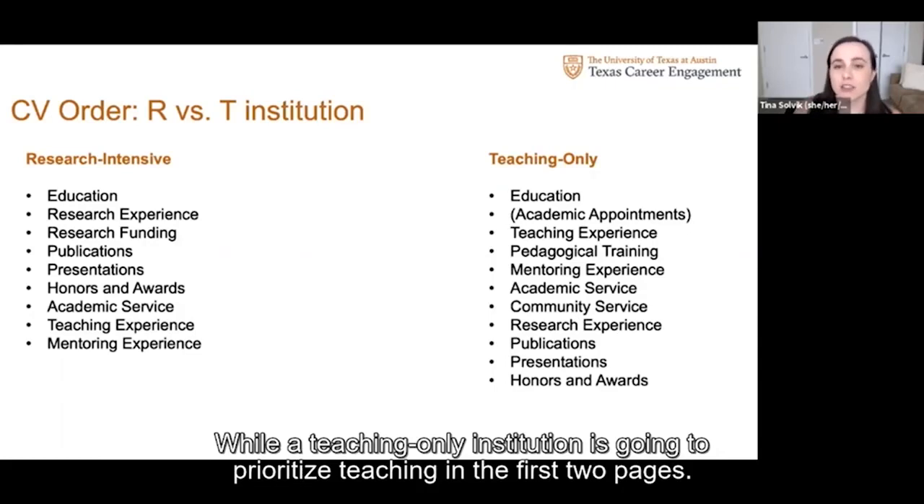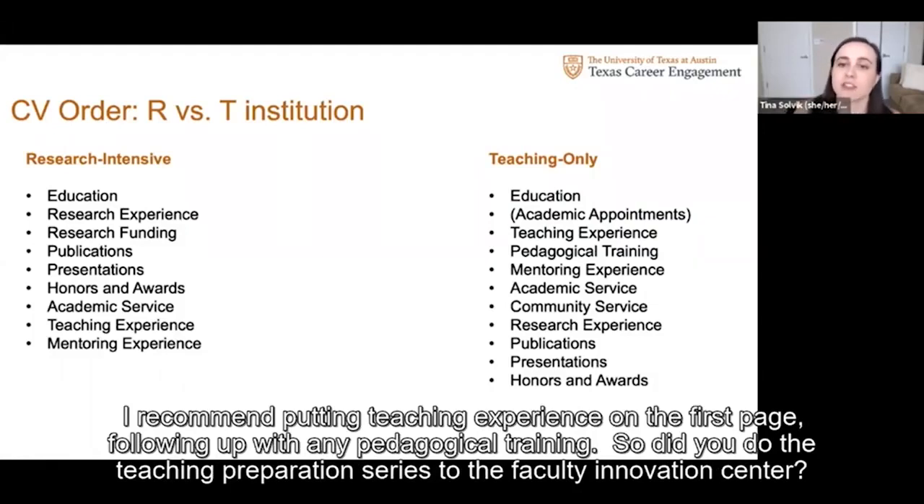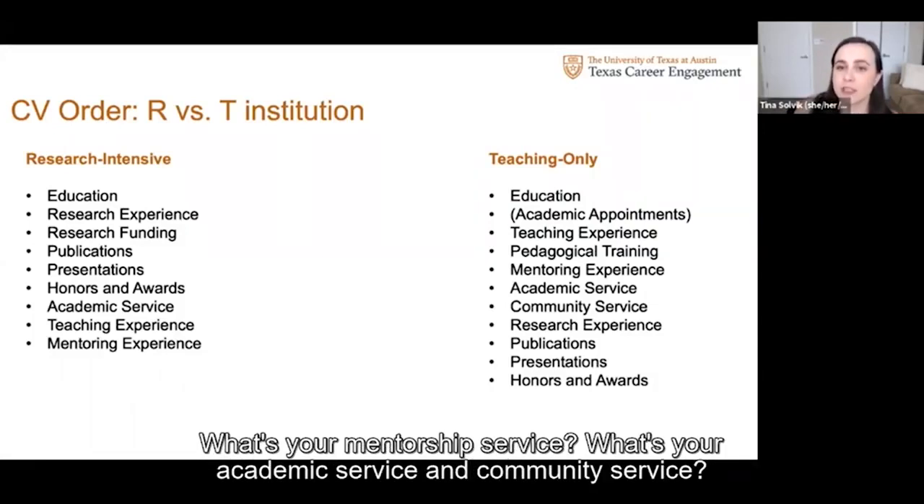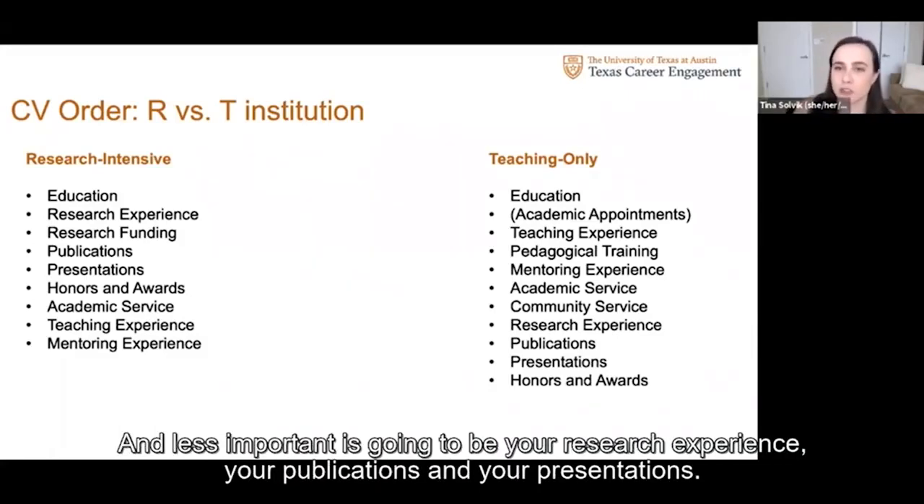While a teaching-only institution is going to prioritize teaching in the first 2 pages. So you could put academic appointments if you want to talk about the fact that you're an adjunct instructor. I recommend putting teaching experience on the first page, following up with any pedagogical training. So did you do the teaching preparation series through the Faculty Innovation Center? What is your mentorship experience? What's your academic service and your community service? So have you engaged in teaching the public about science? That's going to be very appealing to them. And less important is going to be your research experience, your publications, and your presentations.